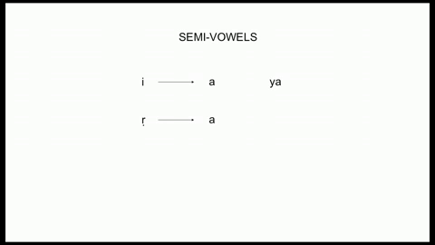Similarly, ṛ to a gives us ra. Ḷ to a gives us la. And finally, u to a gives us va, which is sometimes pronounced by rounding the lips as in Swami. So the semivowels are ya, ra, la, va. Very easy to pronounce.